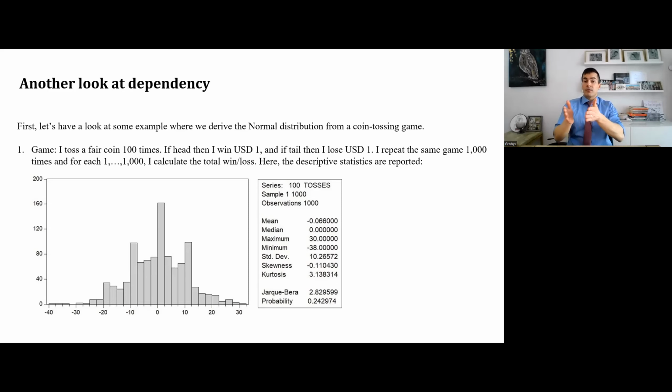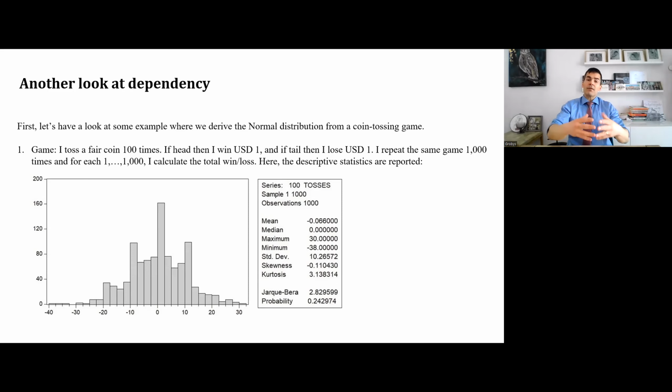The maximum is 30 wins, or a win of $30, and the maximum loss is minus $38. The standard deviation is 10.27 in rounded figures. Skewness is minus 0.11, which is close to 0, and the kurtosis is 3.14 in rounded figures, which is close to 3. And there's only one distribution that I can think of that has a kurtosis of 3, and that's the normal distribution.